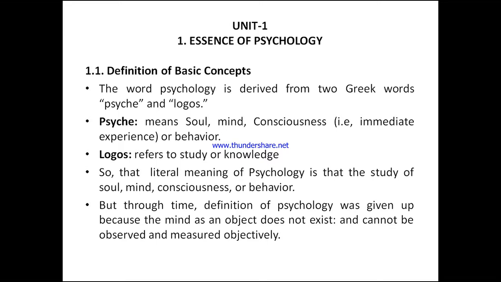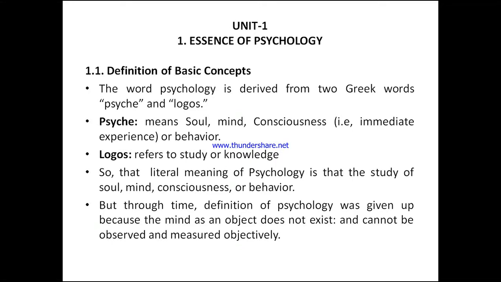Today, on the first chapter, we will start by discussing the essence of psychology. When we discuss the essence of psychology, we will see four different subtopics. One of the topics is the definition of basic concepts. The other is the goals of psychology, and the third one is the major perspectives and the background of psychology. And at the end of this topic, we will discuss the common research methods which psychology uses as a science. Let's start with the definition of basic concepts.